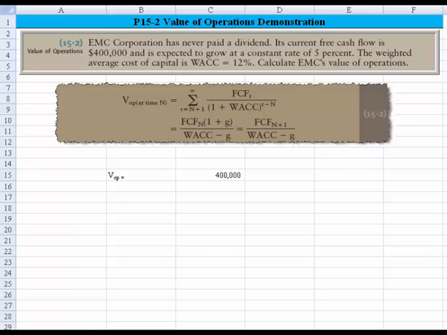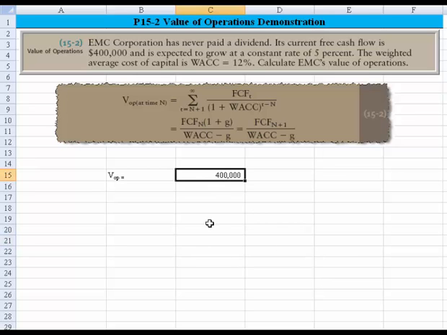Okay, well in this case, the value of operations formula that applies to this situation is in front of you, and it's 15-2. The value of operations would be equal to the free cash flow times 1 plus growth divided by the weighted average cost of capital minus growth. So really what we're doing is calculating the present value of the expected future free cash flows and discounting them at the appropriate interest rate, which is the weighted average cost of capital less a growth factor.